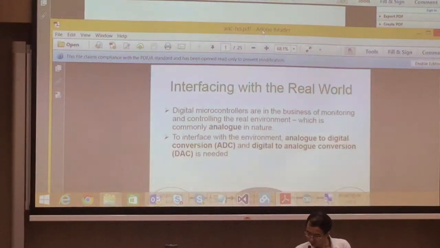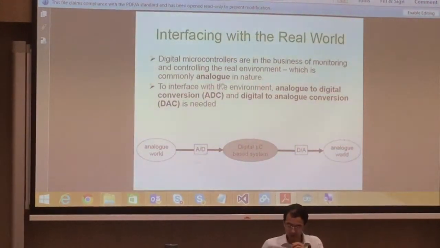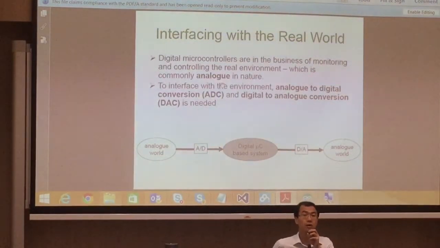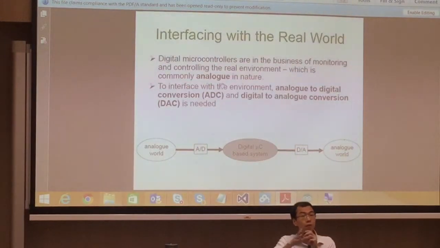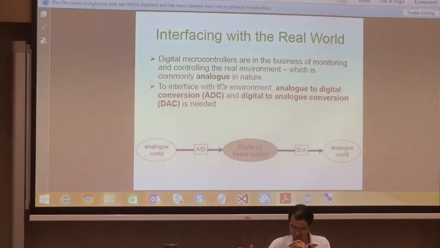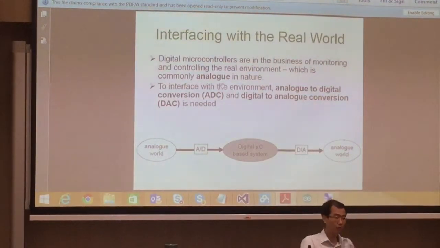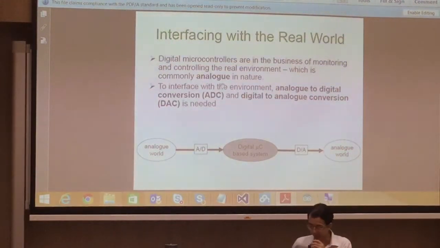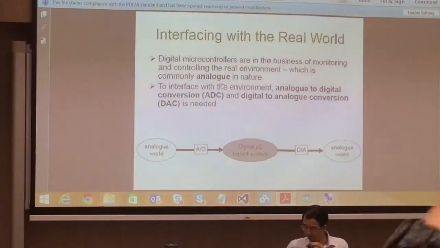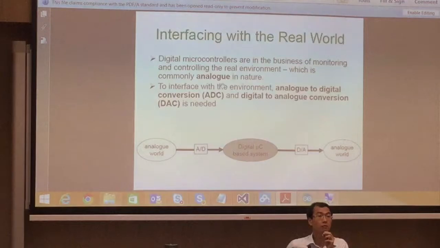What is ADC? ADC is the analog to digital converter. Just now we discussed the digital to analog converter. For ADC, it is analog to digital. What it means is your input is analog, and the output is digital. So ADC is a very common component we need for microcontroller systems.